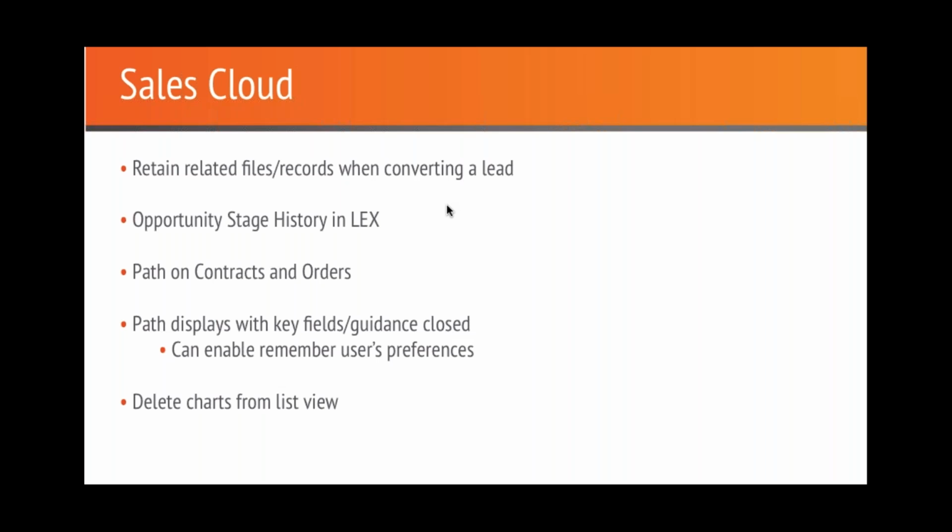All they have to do is click the chevron to open it up again, and there's a setting you can enable so that it remembers the user's preferences. So if they leave it open, then it remains open. If they leave it closed, it remains closed. And you can get to that setting through the path settings setup node. And finally, you can delete charts from list views now. Previously, you could create and edit them, but once you had created them, they were there for good. So now you can get rid of them if they're not what you need to be seeing going forward.